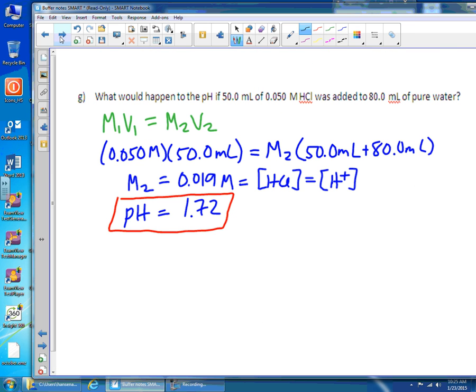All right, the last part, super simple. All you're doing is proving that a buffer does buffer. So this time, instead of adding that 50 mils of acid to the buffer solution, you're just adding it to pure water. So really, hopefully you're just thinking about this as a classic dilution problem. Meaning you had 50 mils of the acid, and now you just added 80 mils of water, so you diluted it. So M1V1 equals M2V2, and the pH comes out to 1.72.